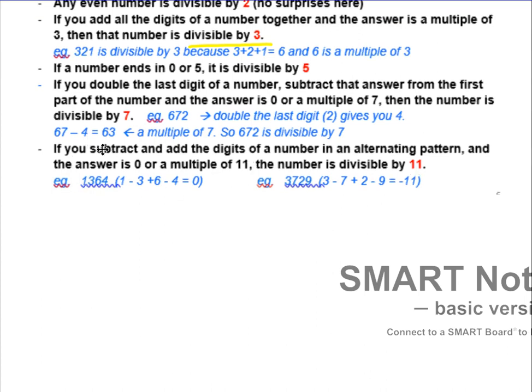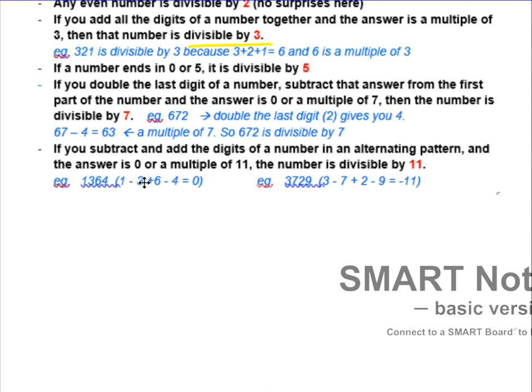Interesting. If you subtract and add the digits of a number in an alternating pattern, and the answer is 0 or a multiple of 11, the number is divisible by 11. So what do I mean by add and subtract the digits of a number in an alternating pattern? I'll give you 2 examples. 1,364. I do 1 minus 3 plus 6 minus 4, for example. See how I'm alternating? I've got the digits in order and I'm alternating subtract, add, subtract, add.